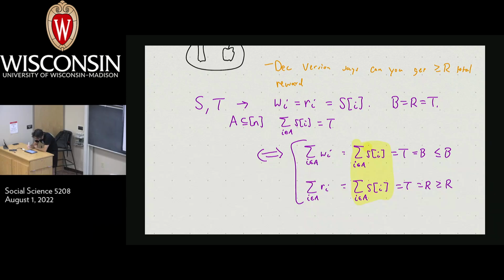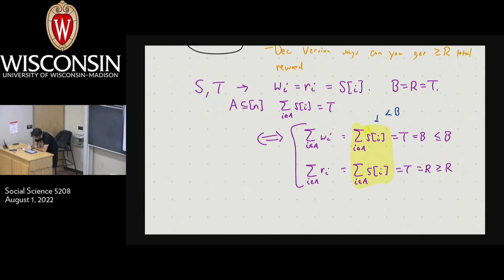So if this thing was strictly less than b, but we know by definition this is equal to t, which is equal to b. So we would have, this is strictly less than b, which is t. This is strictly greater than r, which equals t. And so this sum is simultaneously less than t and greater than t. But it's the same sum. How can a single sum be greater than t and also less than t at the same time? You can't. So that's the key. The important part is that they're exactly the same numbers. That's why it works.